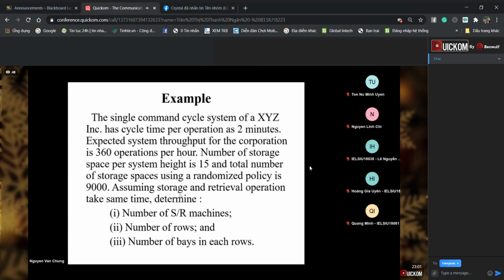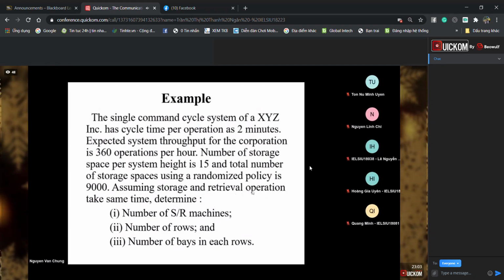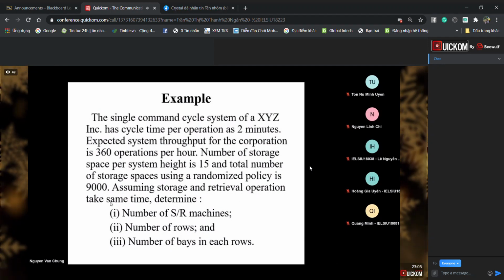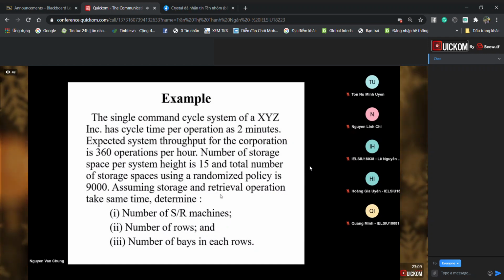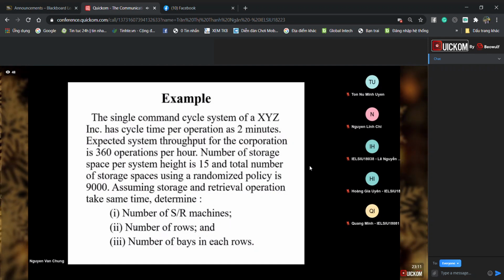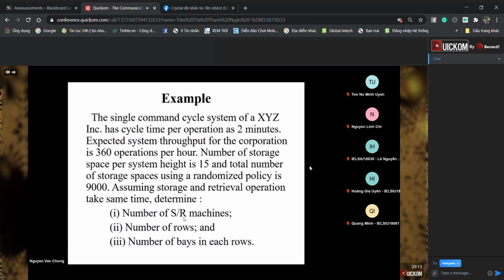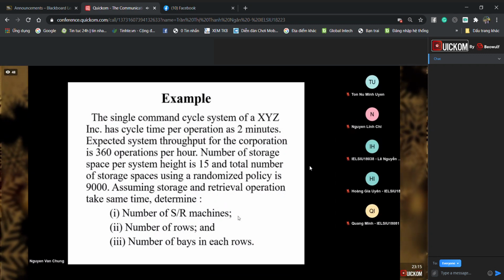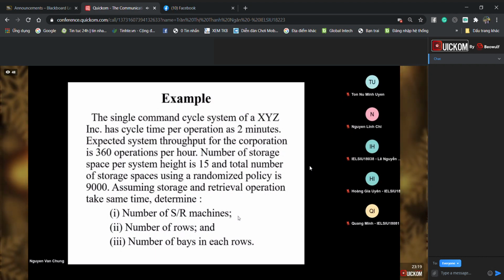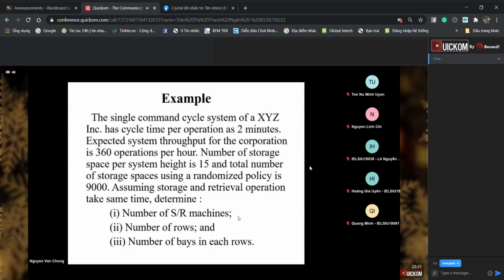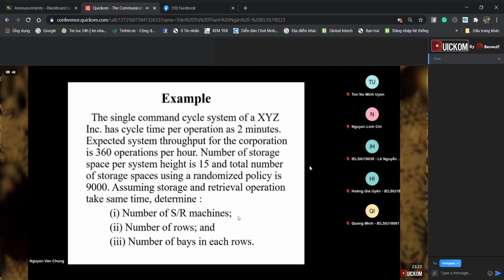Storage and retrieval operations take the same time. Okay, determine the number of SR machines. So like that, you need the formulas.